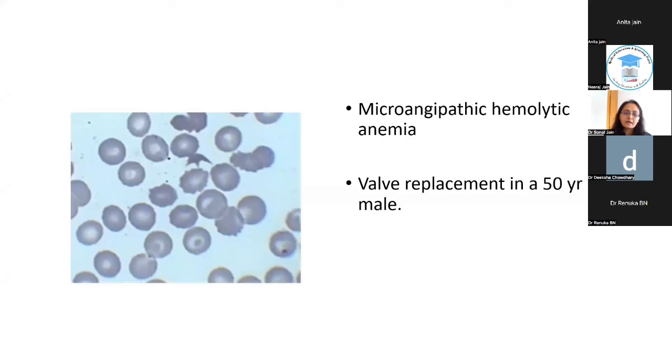This is a microangiopathic hemolytic anemia, and this patient was a 50-year-old male who had a valve replacement surgery, and his hemoglobin was always hovering around 6.7, and he had a lot of these fragmented cells. So again we have a clinching diagnosis on the smear only. No additional tests are required.